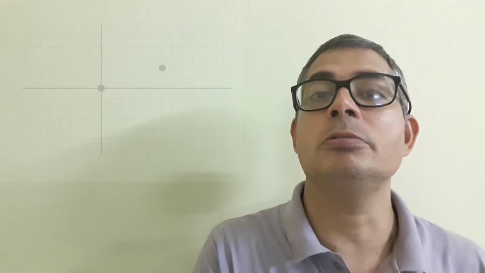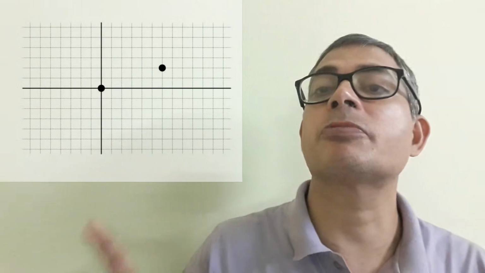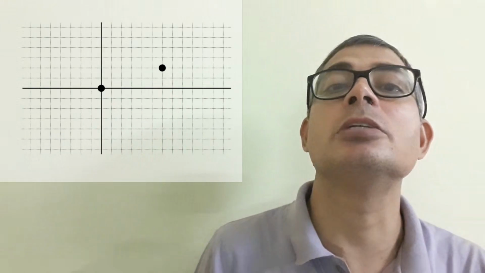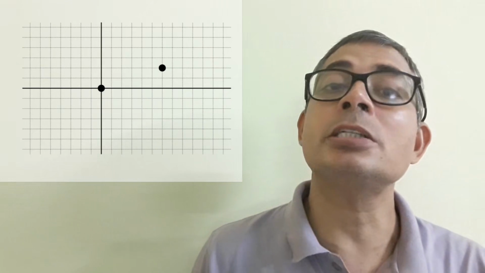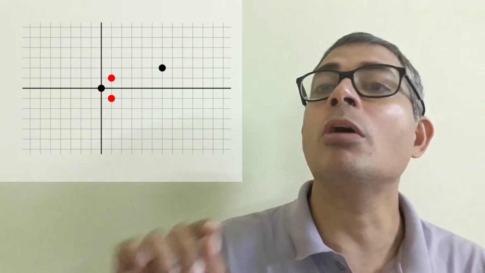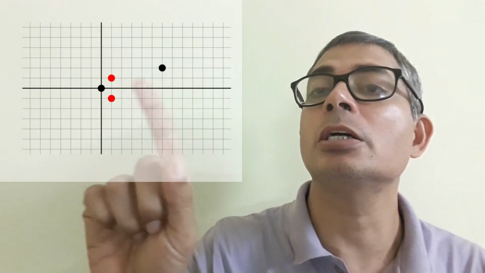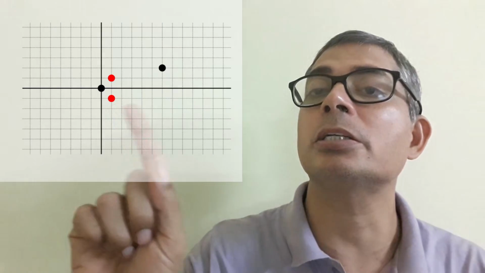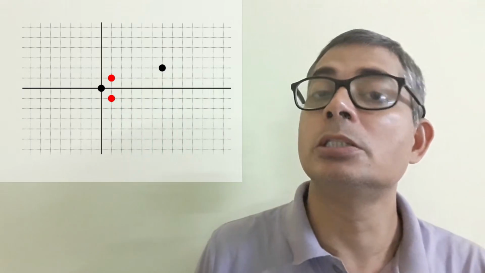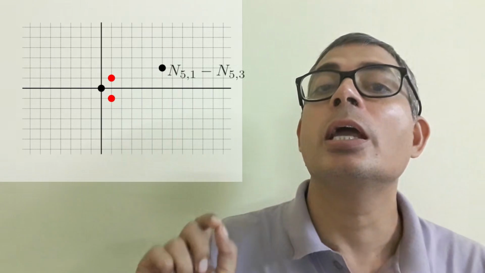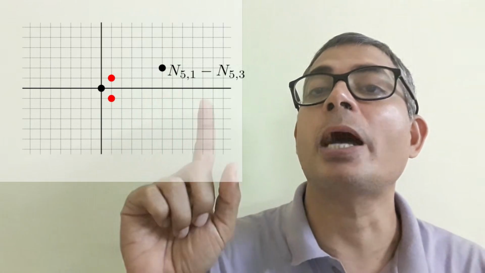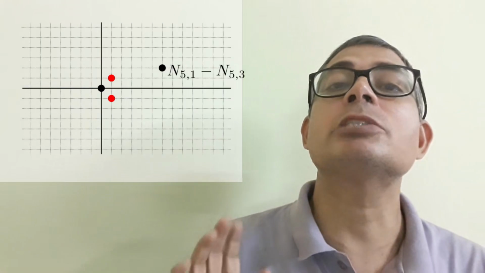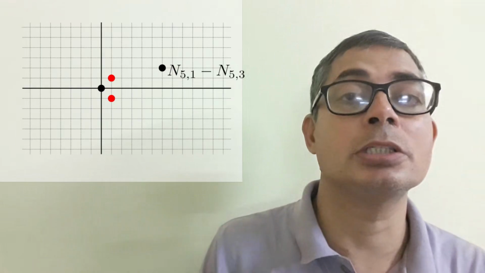In the last video, we counted all paths from (0, 0) to (6, 2) that never return to 0. The answer was the number of all paths from here to here minus the number of all paths from here to here. This gave the answer N51 minus N53.